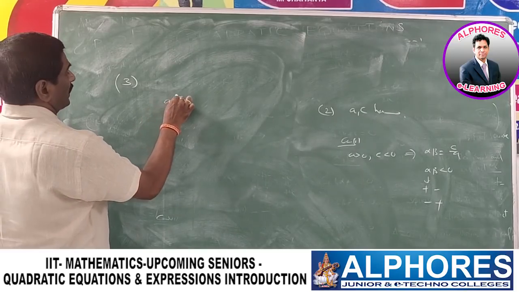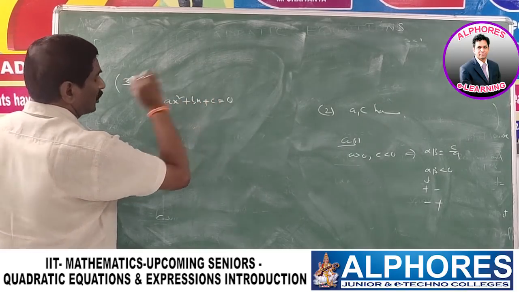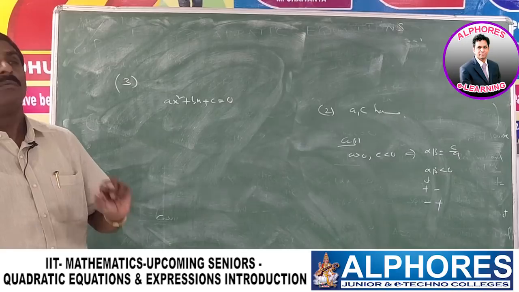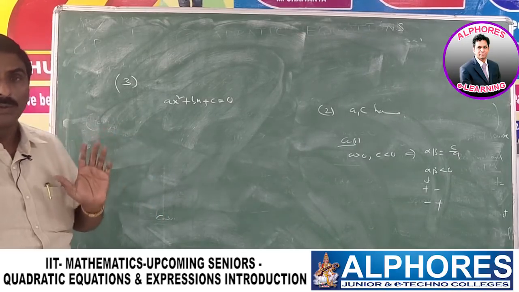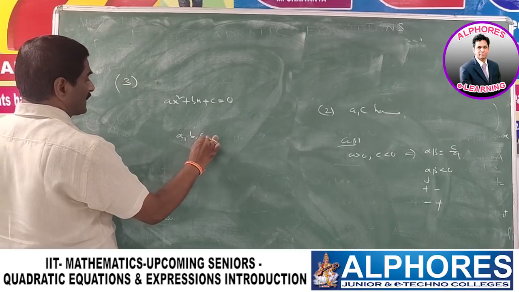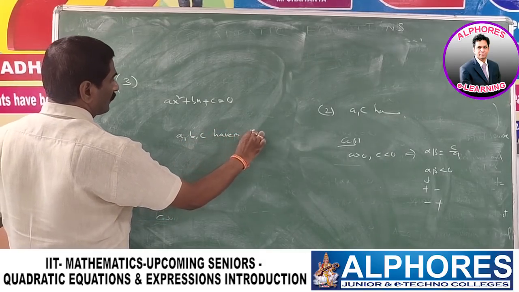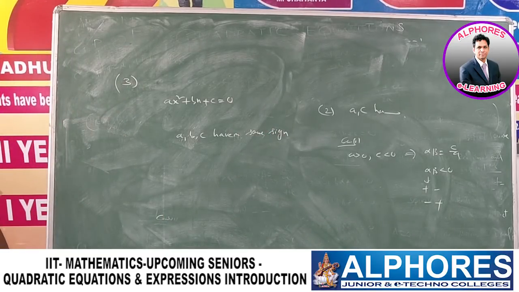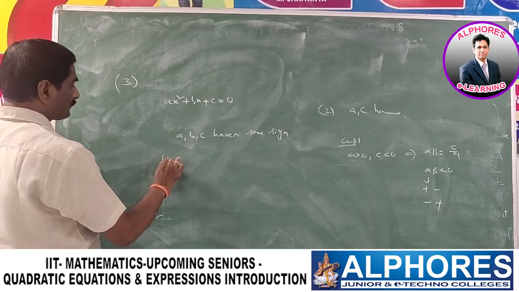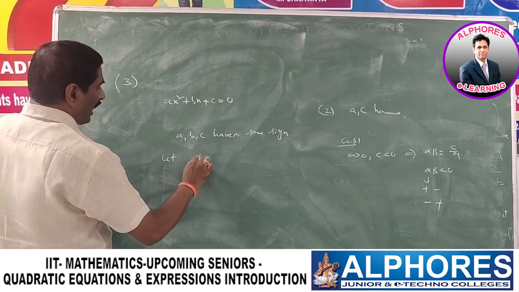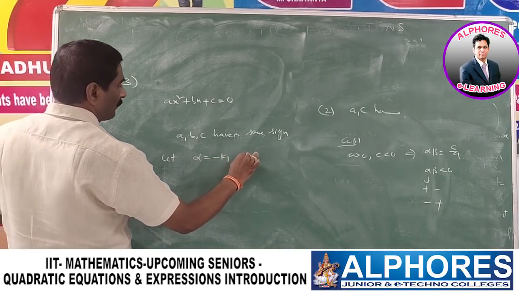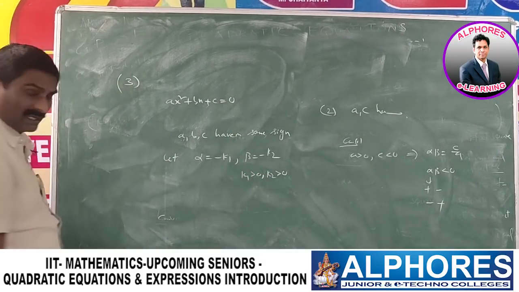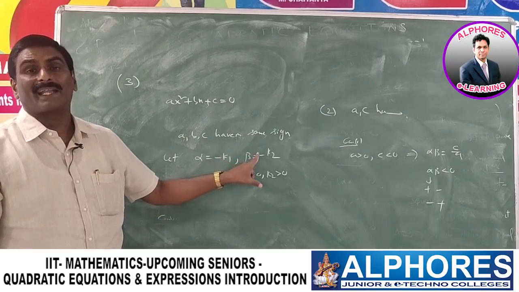Next, third property. If the quadratic equation ax square plus bx plus c is equal to 0 has both negative roots, that means both roots are negative, then a, b, c have the same sign. Let alpha is equal to minus k1, beta is equal to minus k2, where k1 greater than 0, k2 greater than 0 are two real numbers. That means alpha is the negative root, beta is the negative root.